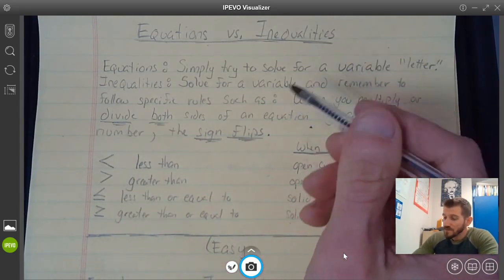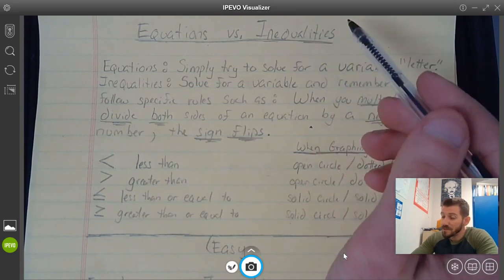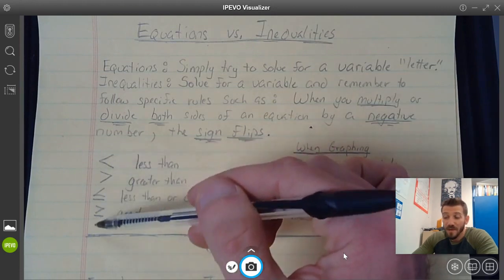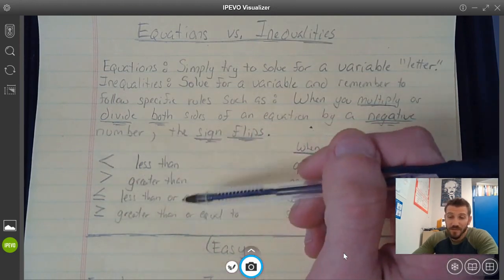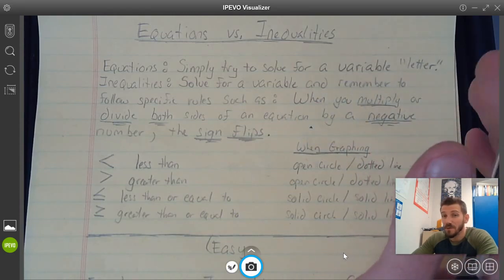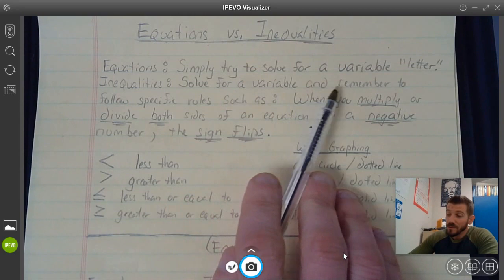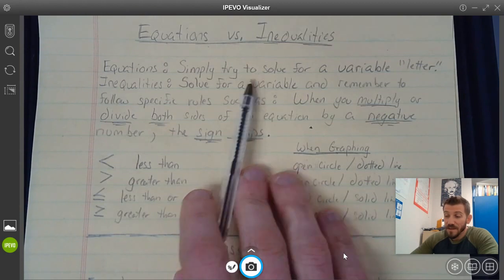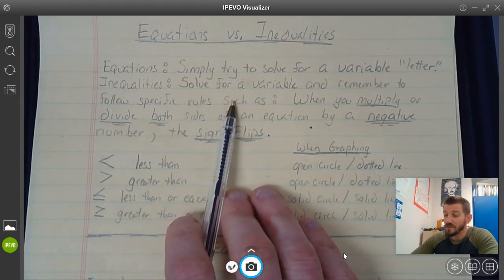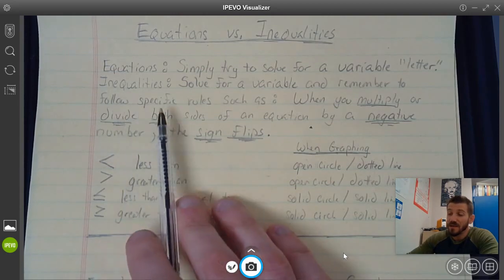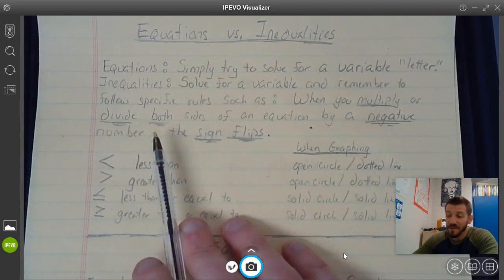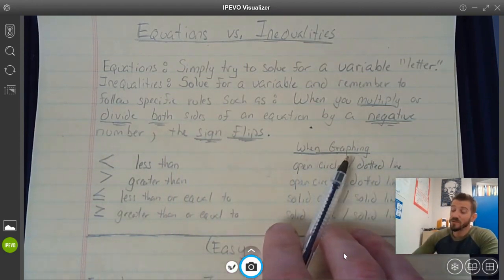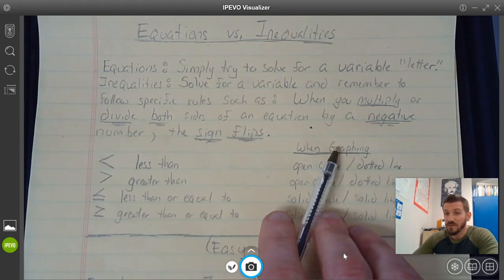So the next part is an inequality has these signs. So it's no longer equal, but it could also be other things. It could be only less than, greater than. It changes up some things, but how you solve them is very, very similar. Also, when you're dealing with inequalities, you're still solving for the letter like you normally would in an equation, but they have special rules to remember. So if, for example, you ever multiplied or divided both sides of an equation by a negative number, we need to remember that the sign flips. And when we graph, there's a lot of neat little tricks to remember.